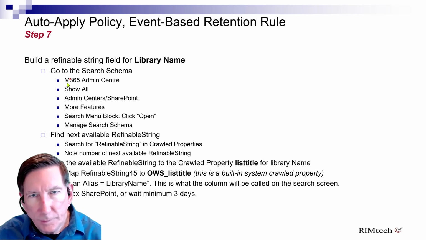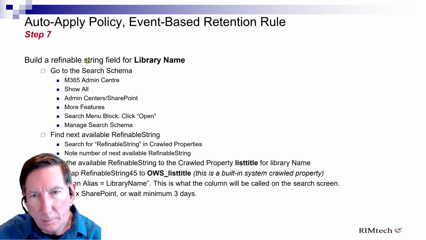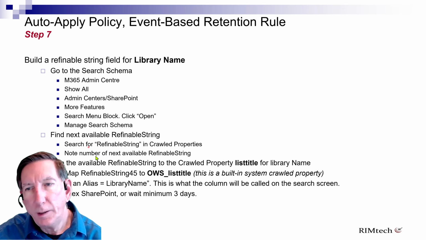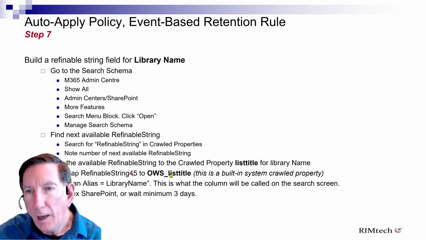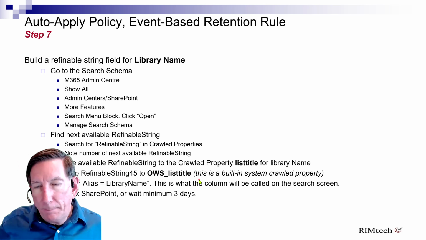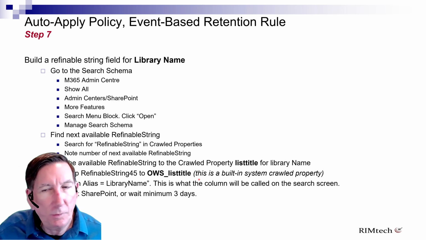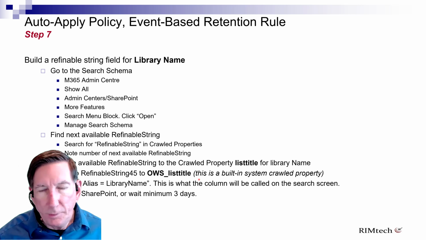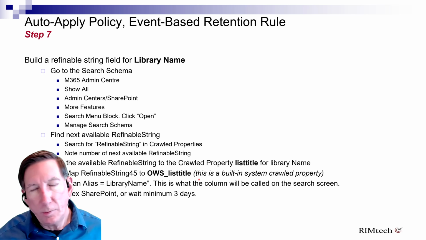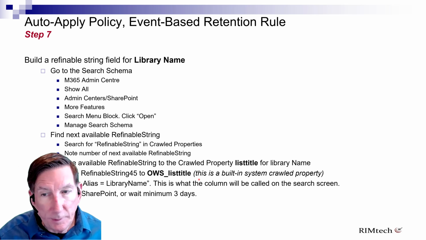So we're just going to do the same process again for library name. We're going to go to the search schema, find another refinable string, and it's going to be called OWS list title. That's an internal name for the library. The good news is that you don't have to ever define it again. So it's good for life. Now you can use that refinable string over and over and over again as many times as you want and tell it what it must contain, i.e. the name of the library.